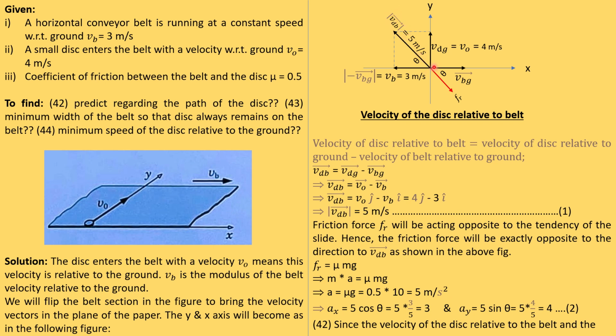The disc is moving in this direction relative to the belt, means the friction force will be acting just opposite to this, to oppose this tendency of motion. So friction force will be in this direction. Let us say this angle is theta. So this angle will also be theta, that is the corresponding angle.